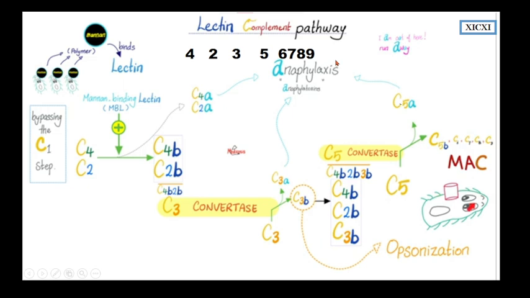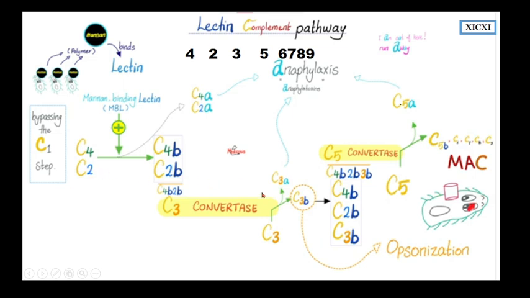I hope this is clear, because it is very, very similar to the classical pathway. The only difference is that in the classical pathway there is an antigen antibody complex, which activates C1, but here there is no antigen antibody complex. Instead there is mannose in the cell membrane of this pathogen, which will now activate the C4 and C2 complement proteins.